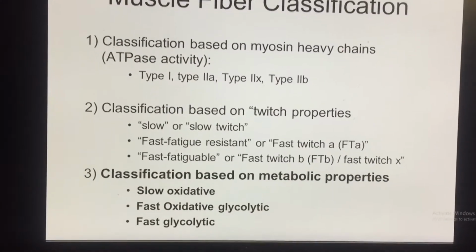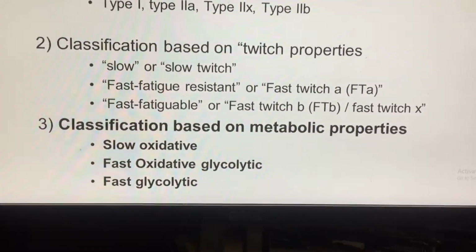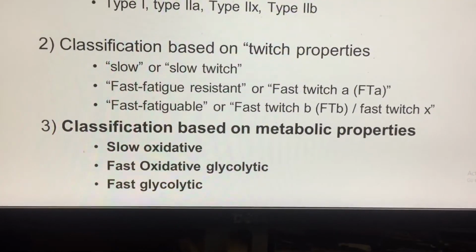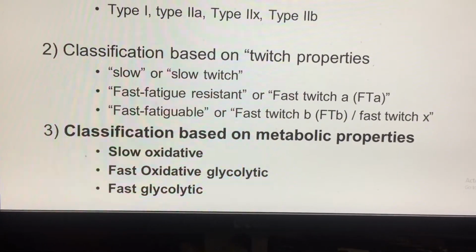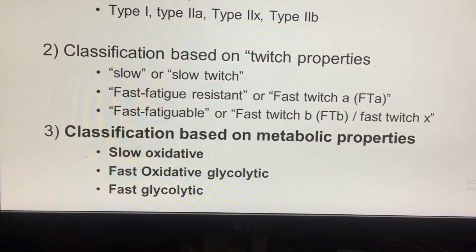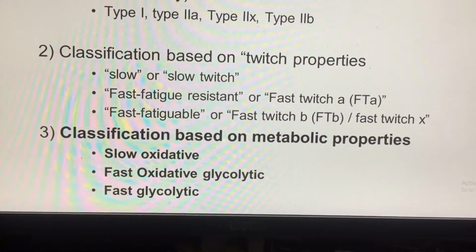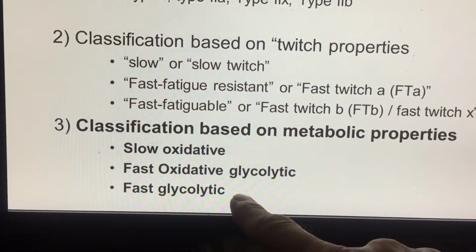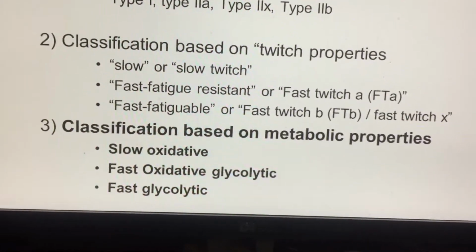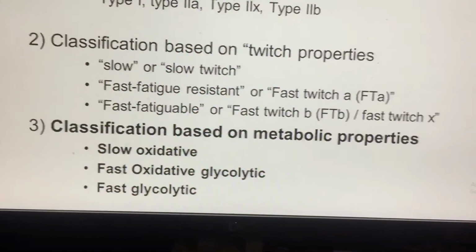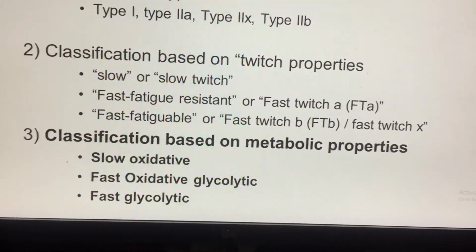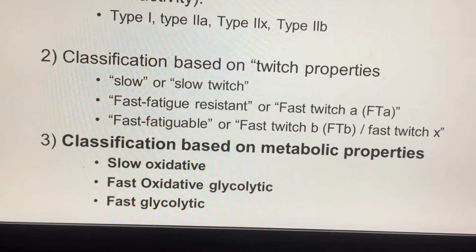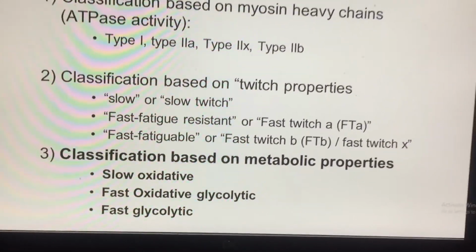When we do this classification based on metabolic properties, we call the muscle fibers slow oxidative, the ones with a high amount of mitochondrial enzymes. On the other end, we have fast glycolytic, low amount of mitochondrial enzymes, but high glycolytic enzymes. And then you have that intermediate fiber called fast oxidative glycolytic.